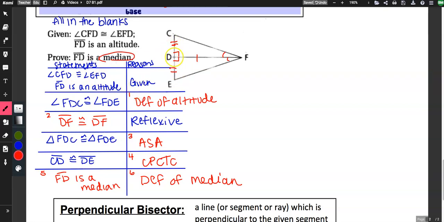If it's a median, this is the midpoint, and it splits the segment into equal parts, right? So always think in mind, well, if this is what I want to prove, what do I have to know about the triangle in order to say that? And then I use my conclusion down here.